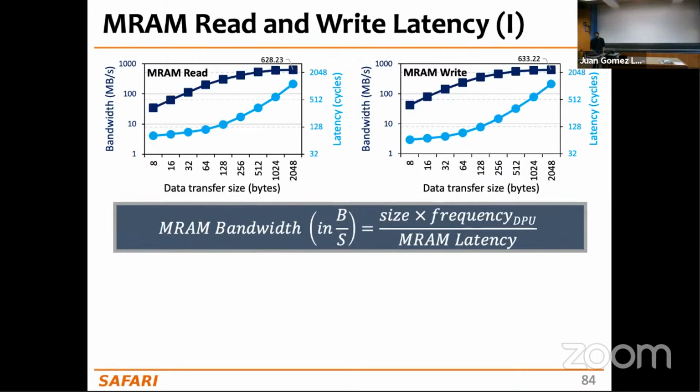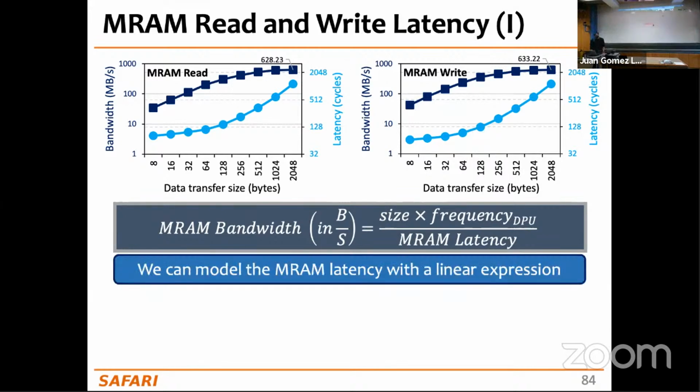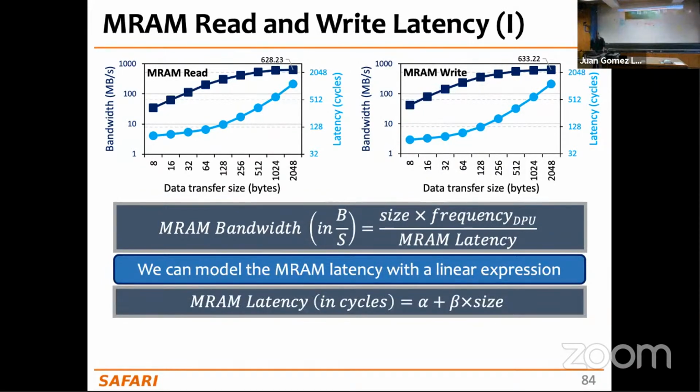Okay, what we did here was measuring the MRAM read and write latency. We use the API that the SDK provides to order these transfers from MRAM to WRAM or vice versa. These are what we call MRAM read and MRAM write, and we measured this and we also obtain the MRAM bandwidth for each individual transfer by using the MRAM latency and then the size of the transfer and the frequency of the DPU, as the expression shows.